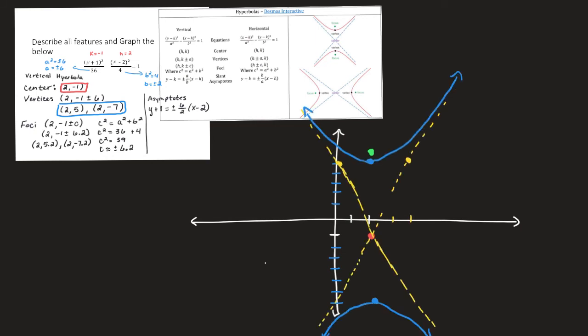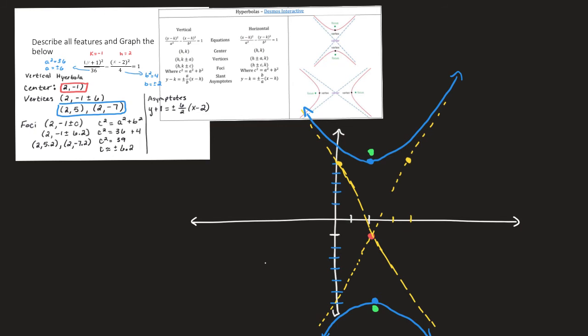Okay, check your graph. Make sure your center is at 2, -1. Your vertices are 6 units above and below your center. Your foci are 6.2 units above and below your center. And somehow I missed my lower focus, so I added that.